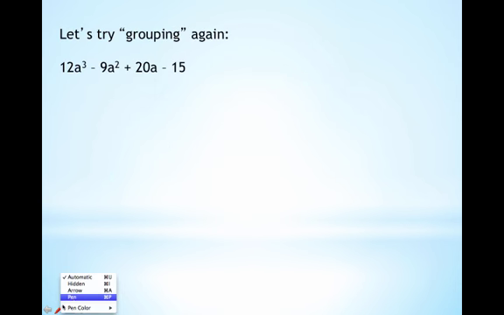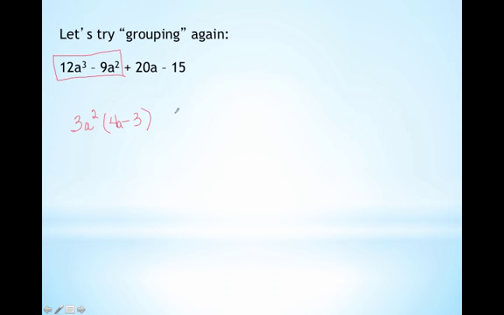So of course I'm going to do this again. I'm going to take these 2 terms, and I've got in common a 3a squared, leaving me 4a minus 3. And then this piece over here, I'm going to pull out a 5 times 4a minus 3. Wow, there was that 4a minus 3 that was in common. So I've got 4a minus 3, and I'm going to multiply that by 3a squared plus 5.